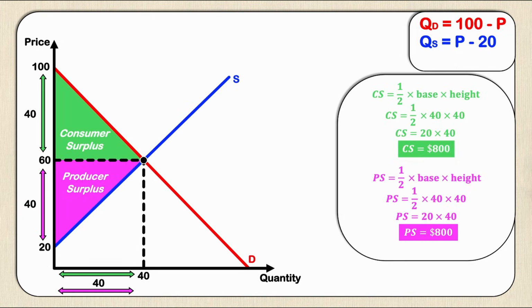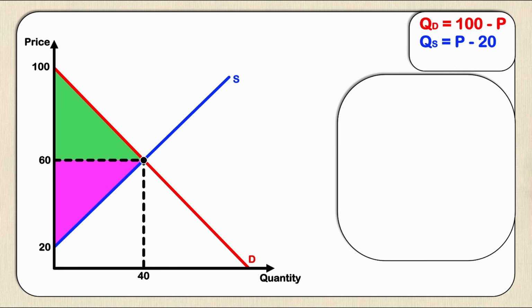How convenient. So these are all of my values before the price floor is implemented. My original equilibrium price is 60, my original equilibrium quantity traded in the market is 40, my original consumer surplus is 800, and my original producer surplus is 800 as well. Now let's take a look at what happens when the government imposes a price floor.